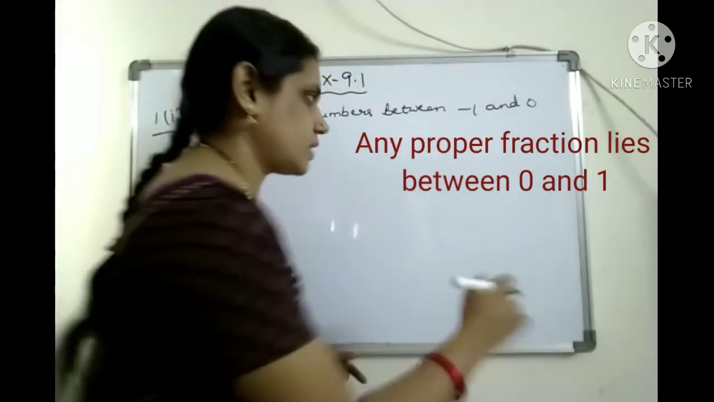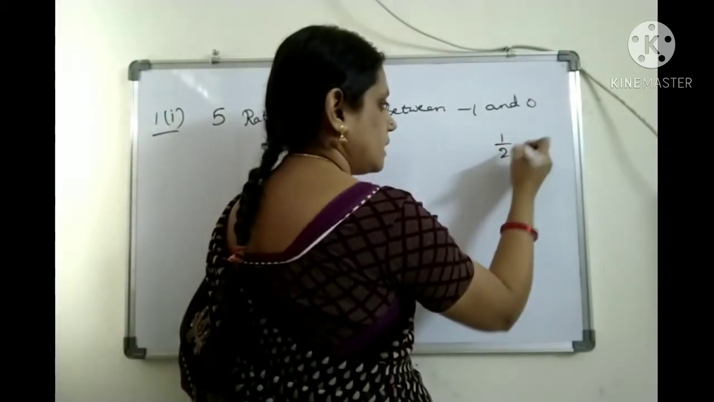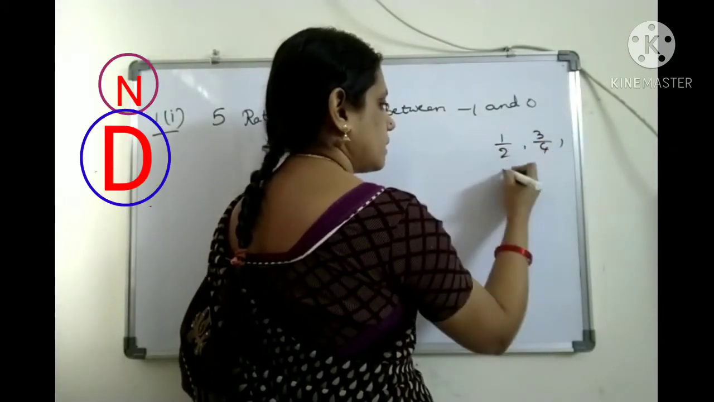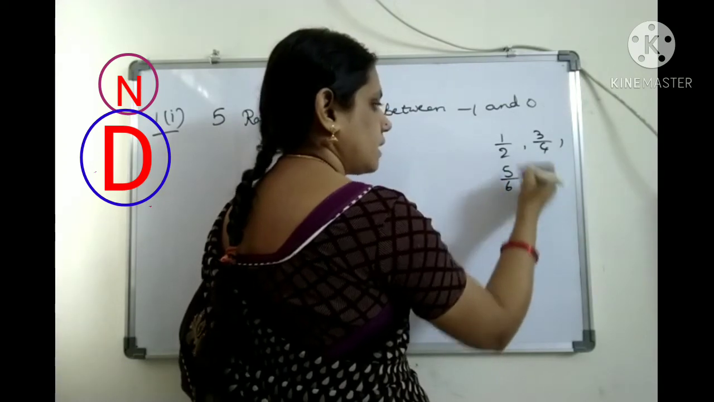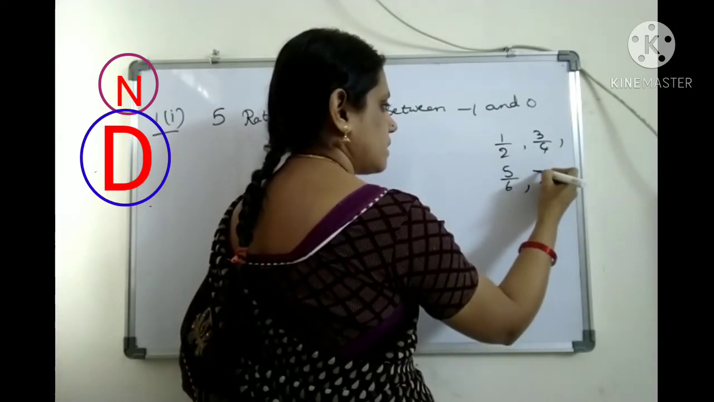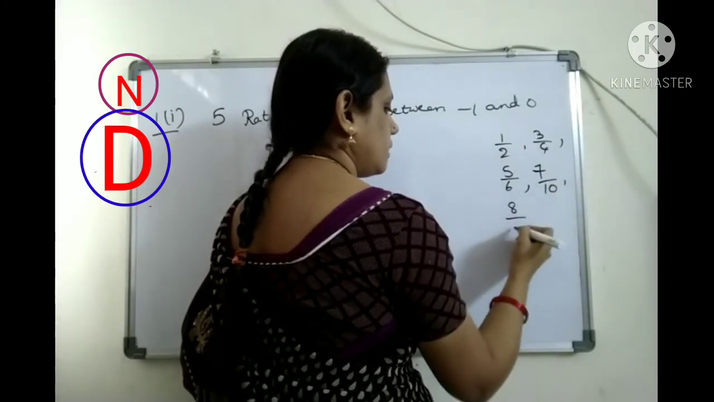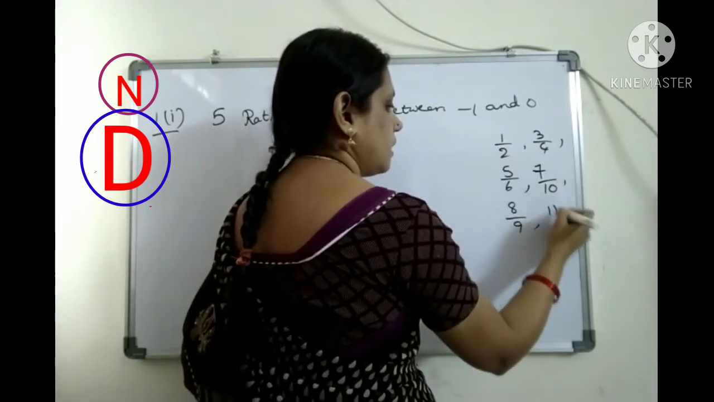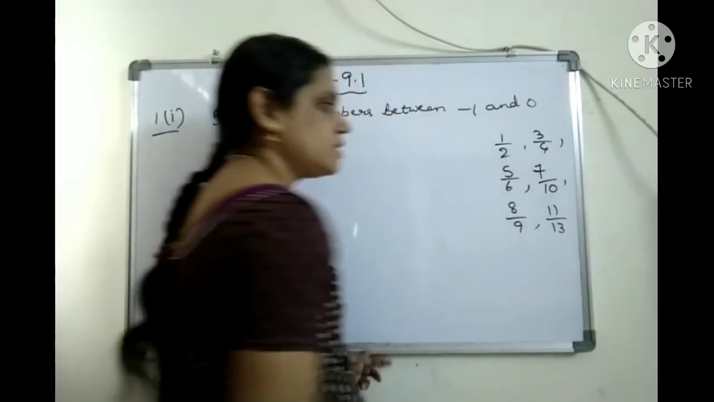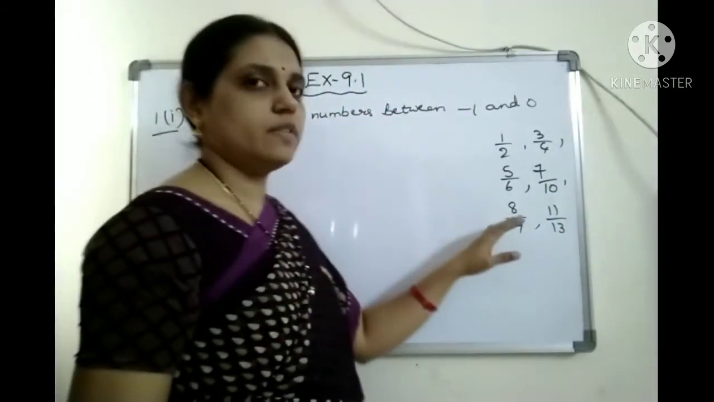Any proper fraction. Proper fraction means what? Numerator is less than the denominator. So simply we can write like this. Otherwise any other examples also you can write, 7 by 10, 8 by 9, 11 by 13, like this. Any proper fraction lies between 0 and 1.